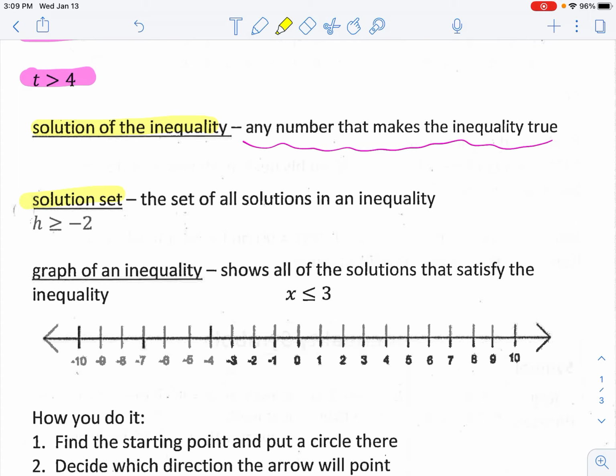A solution set. Now I just said that you're going to have multiple solutions. The solution set is the set of all solutions in an inequality. So if we look at this one, h is greater than or equal to -2. Well, what numbers could be greater than or equal to -2? Well, -2 could be greater than or equal to -2. 1 is greater than or equal to -2. 15 is greater than or equal to -2. 100 is greater than or equal to -2. And I could keep going on and on and on forever and ever and ever.